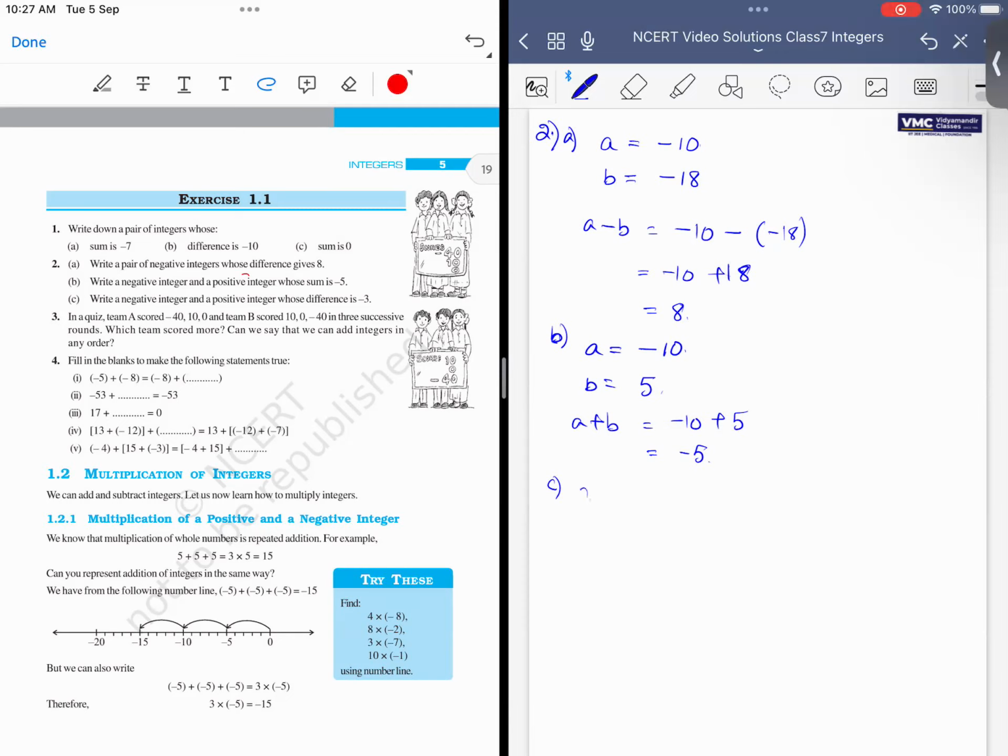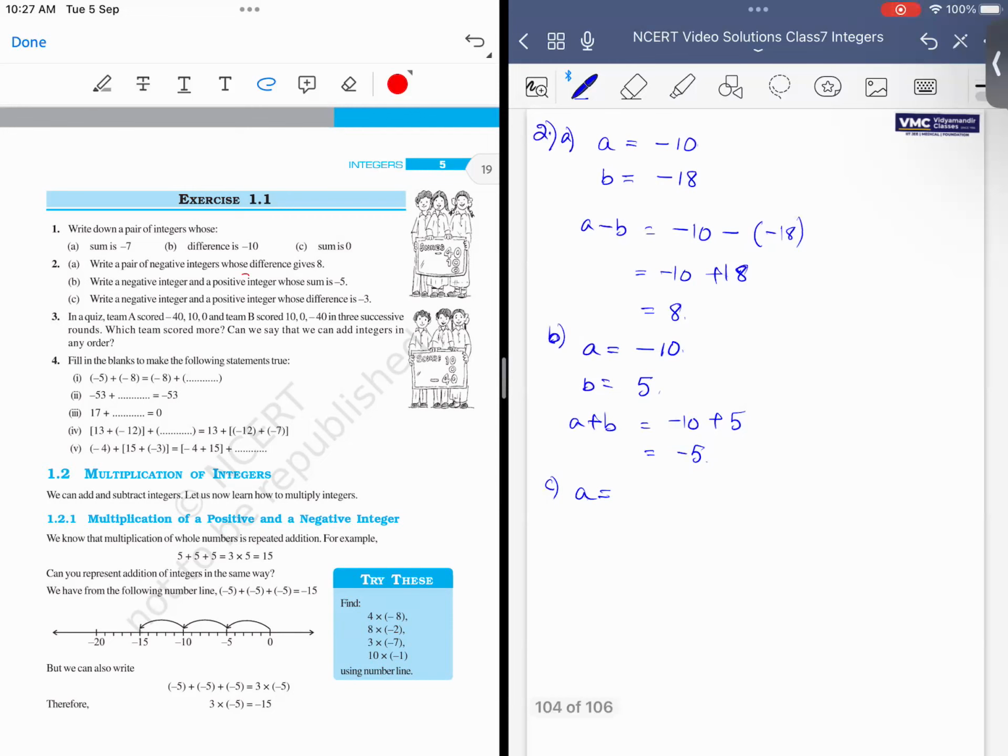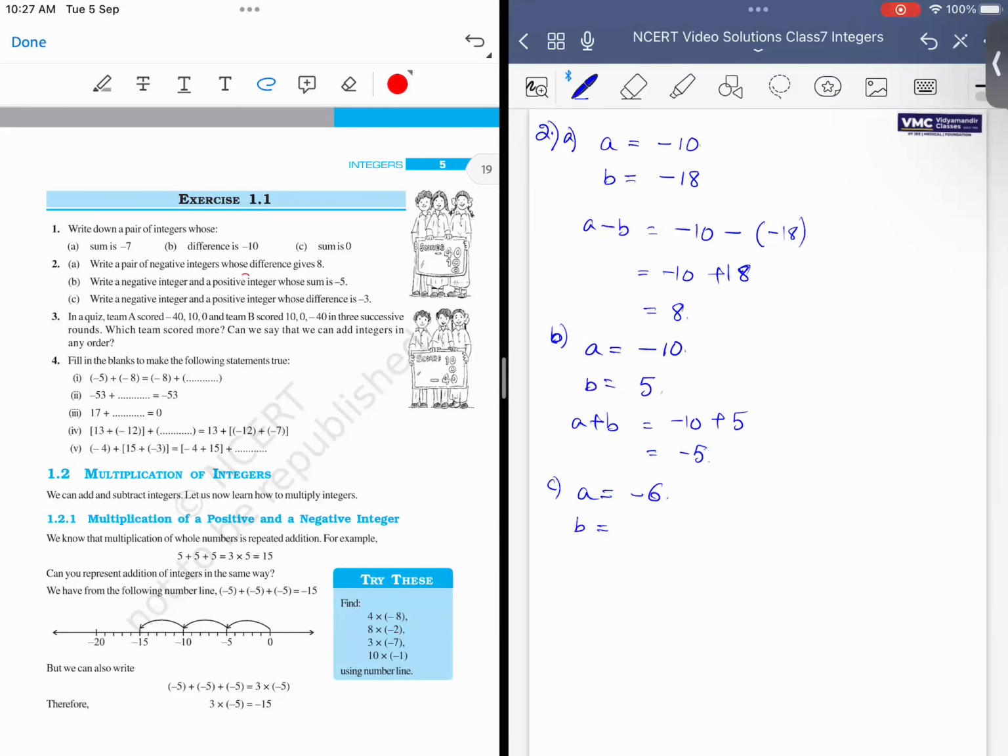C: write a negative integer and a positive integer whose difference is -3. So again, you have to take one negative, let's take -6, and one positive integer, let's take it to be 3. The difference it is saying is -3.